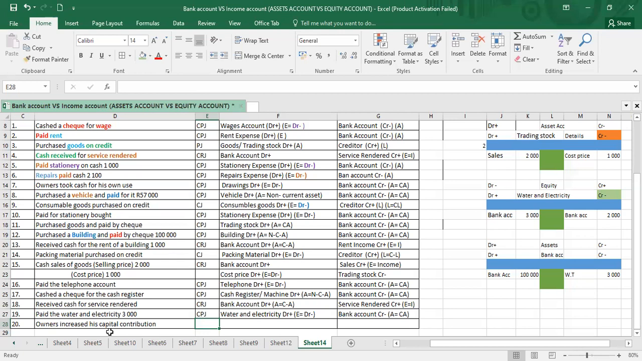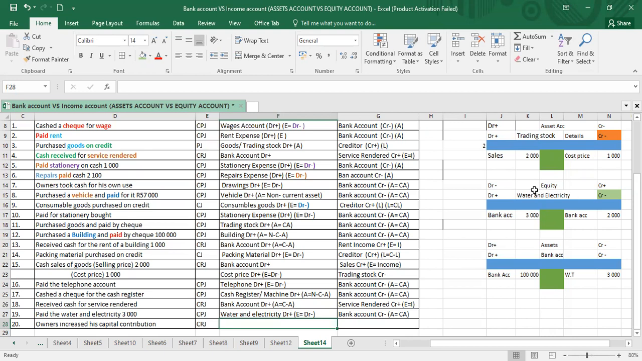Which journal, when you as the owner increase your capital contribution, which book or journal are you going to record this in? The cash receipts journal. Cash receipts journal. Can you see now? Right. You are contributing money into your business. It says the owner, it is you. You are giving money. You're increasing your business money.